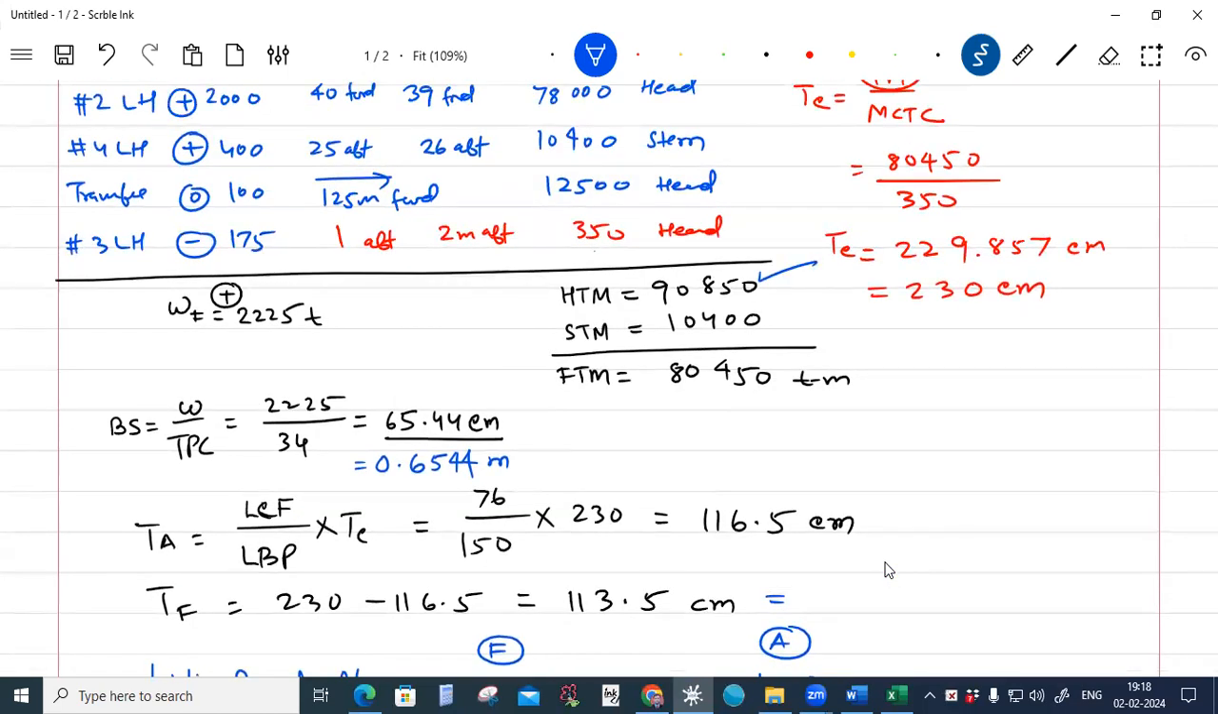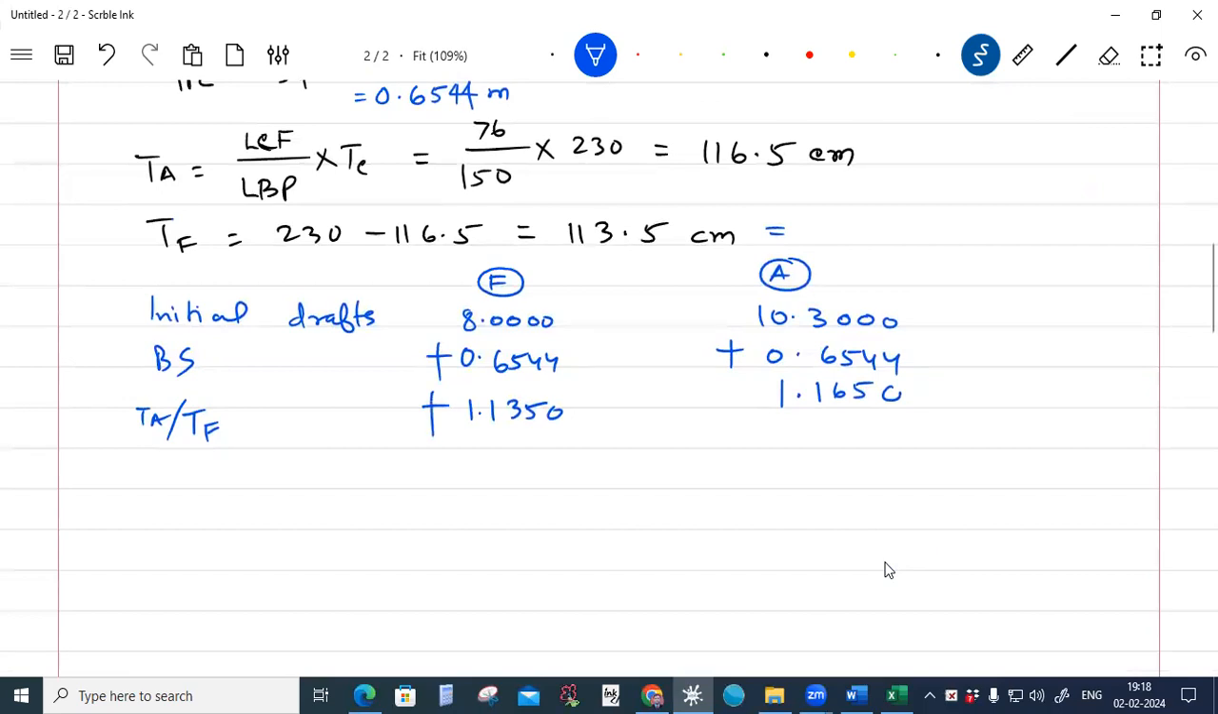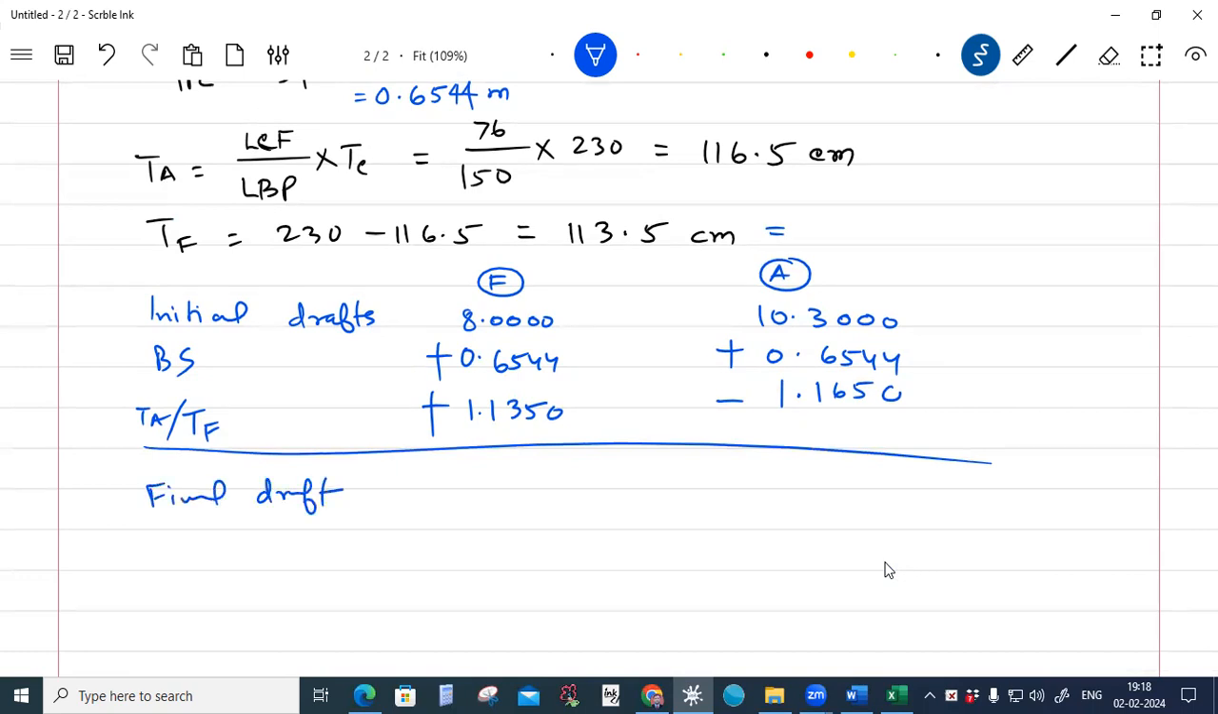Now what was the trimming moment? Head moment was more. The trim cost is by head, right? Yes, sir. So that means your head trim is increasing and after is decreasing. What is the final draft? 8 plus 0.6544 plus 1.1350, so 9.789. We are taking 4 places. Okay.